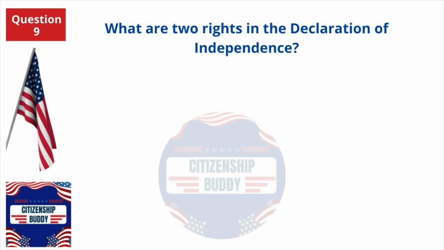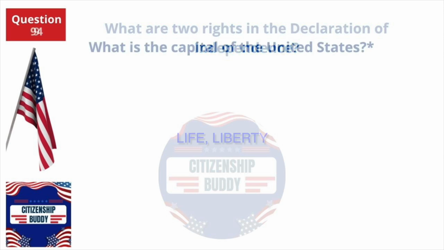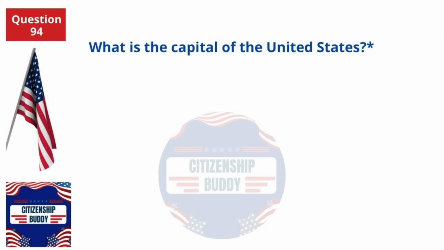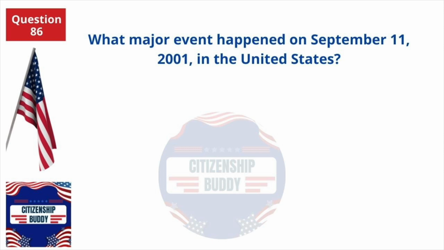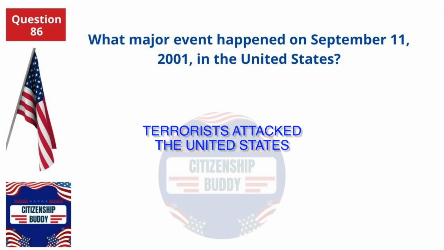What are two rights in the Declaration of Independence? Life, liberty. What is the capital of the United States? Washington, D.C. What major event happened on September 11, 2001 in the United States? Terrorists attacked the United States.